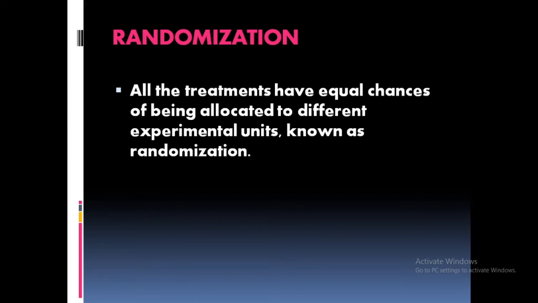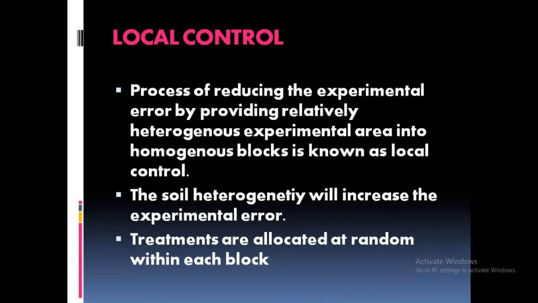So how many experimental units are there? All experimental units should have a chance to get the treatment. That is known as what? Randomization. Understood? Okay.